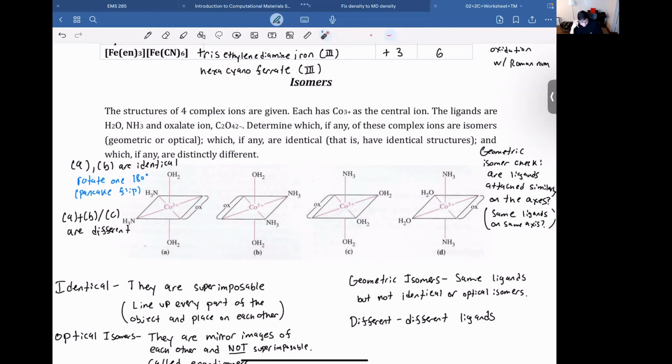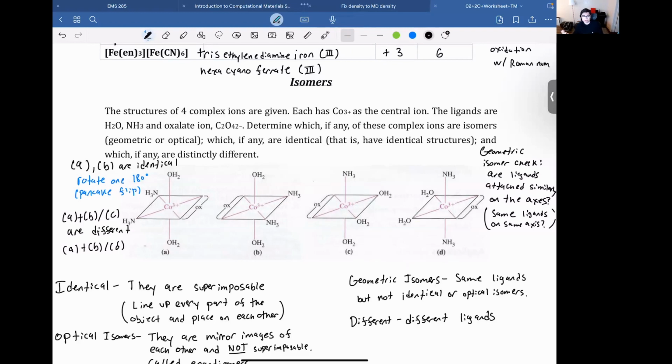All right, so looking at B and D. In B, we have water on the z-axis, but they share one axis. That's the important part here. In D, the waters are on two completely different axes. The axes again run through the center molecule, but they're on two completely different axes. So one is over there and the other is over there. And because they are on two different axes, they are geometric isomers.